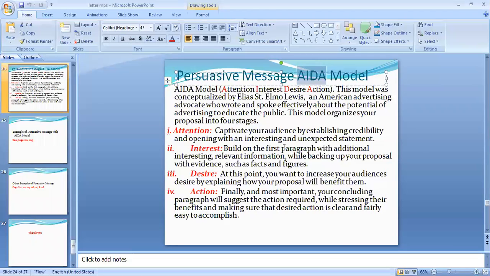Advertisers try to persuade us giving authentic evidence. In persuasion there is evidence as well. So in an advertising agency, one person, an American, wrote that persuasive message through advertisement. He tried to convince and educate the public. He generated this model, the AIDA model. Attention means captivate your audience by establishing credibility and opening with an interesting and unexpected statement.